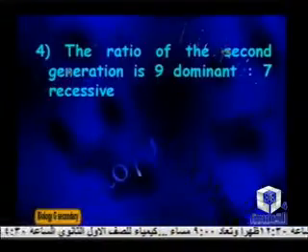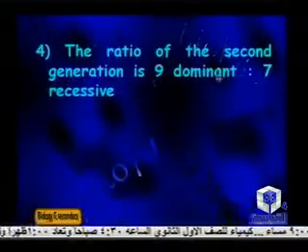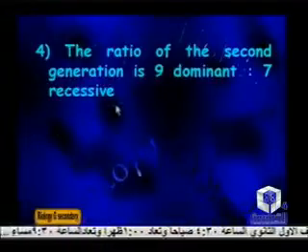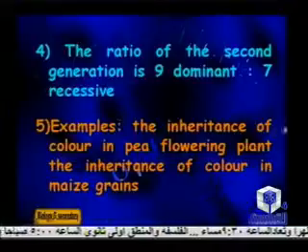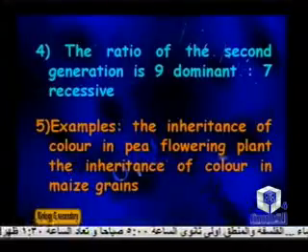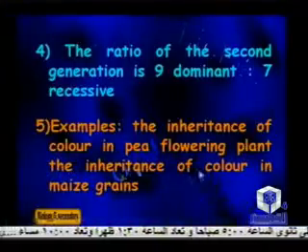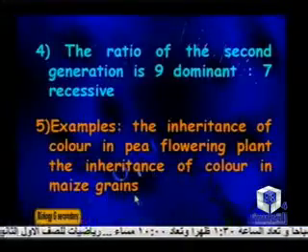The ratio of the second generation is 9 dominant to 7 recessive. Examples: the inheritance of color in the pea flowering plant, and the inheritance of color in maize grains.